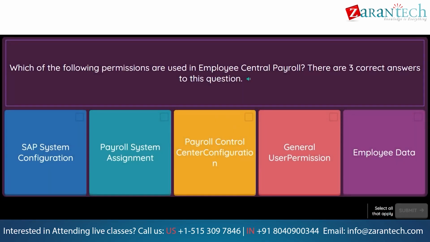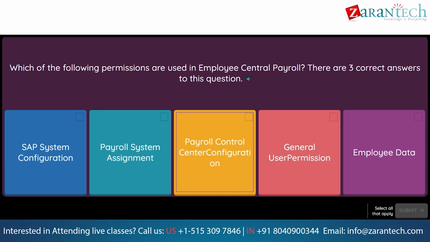Question: which of the following permissions are used in Employee Central Payroll? There are 3 correct answers to this question. Option 1: SAP System Configuration. Option 2: Payroll System Assignment. Option 3: Payroll Control Center Configuration. Option 4: General User Permission. Option 5: Employee Data.